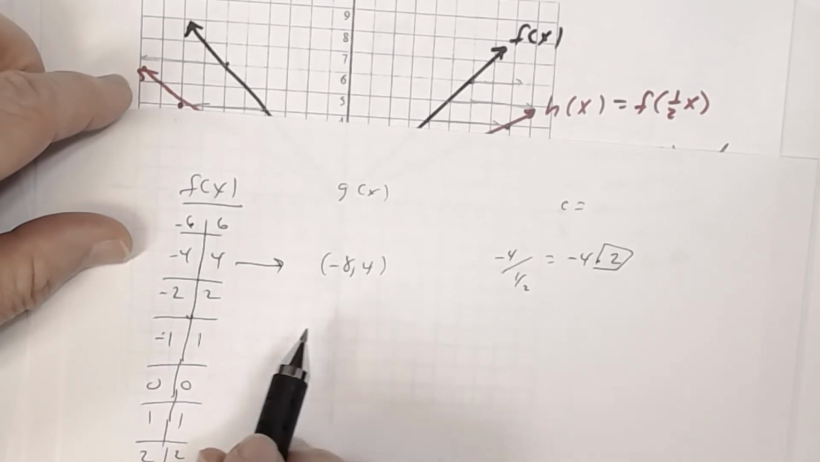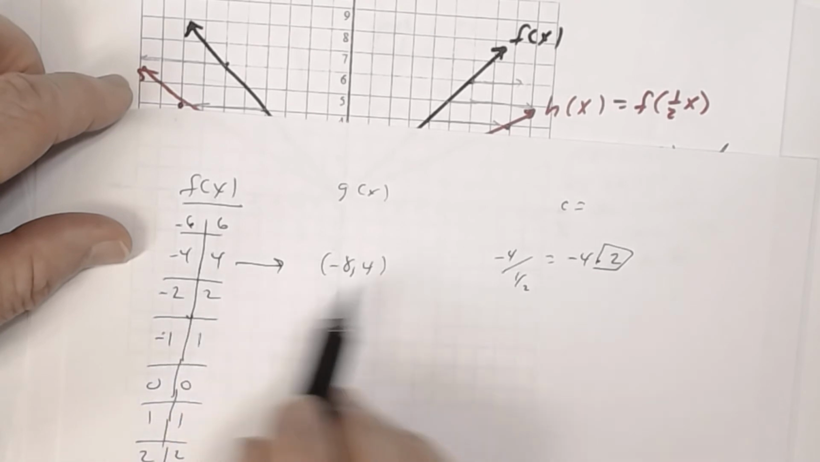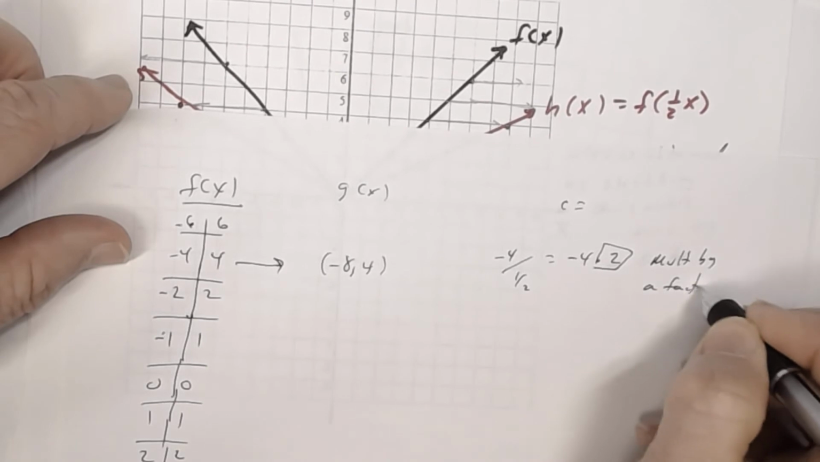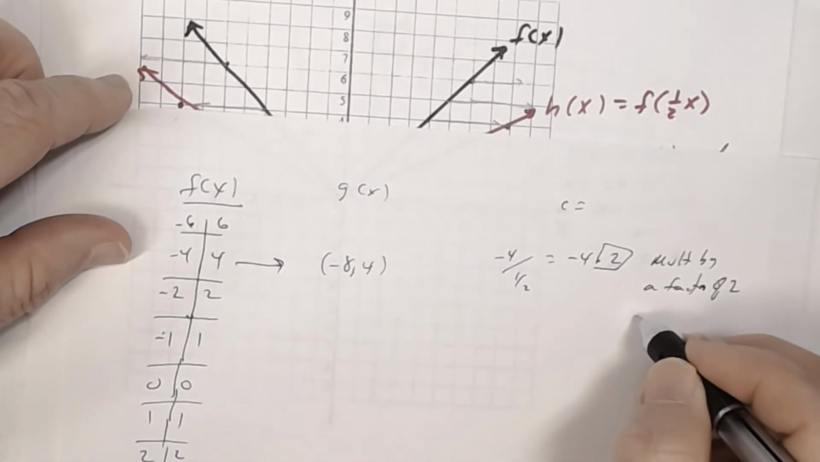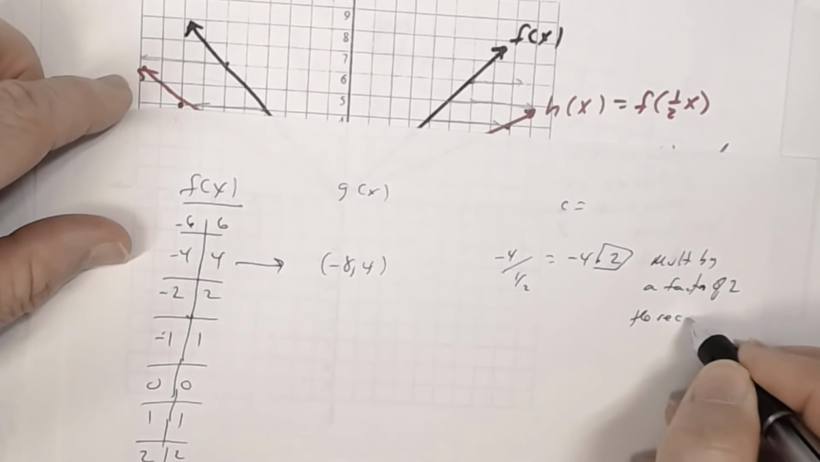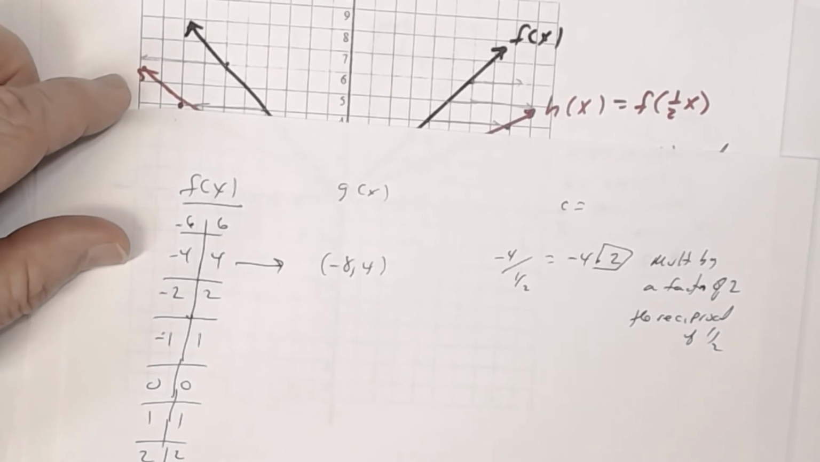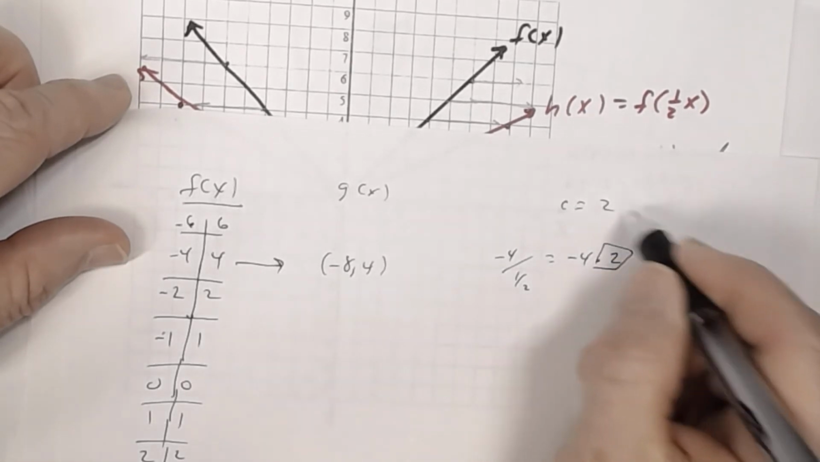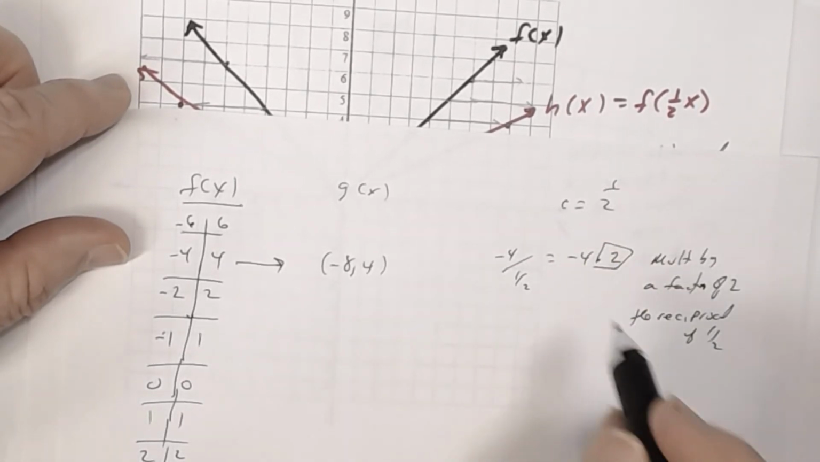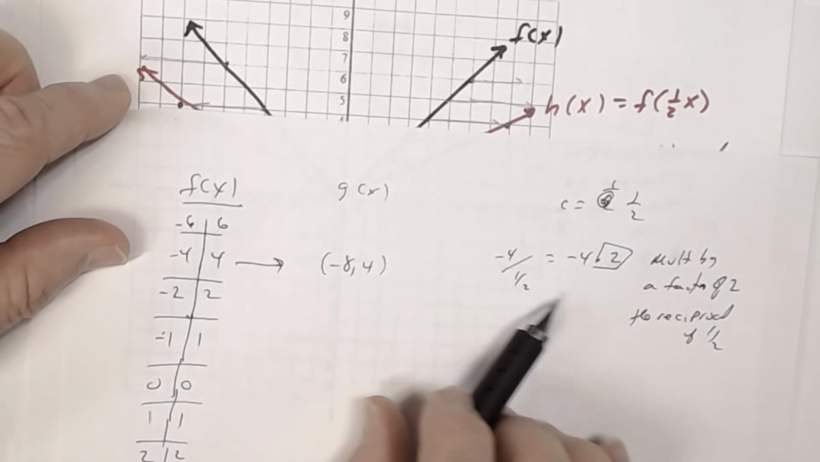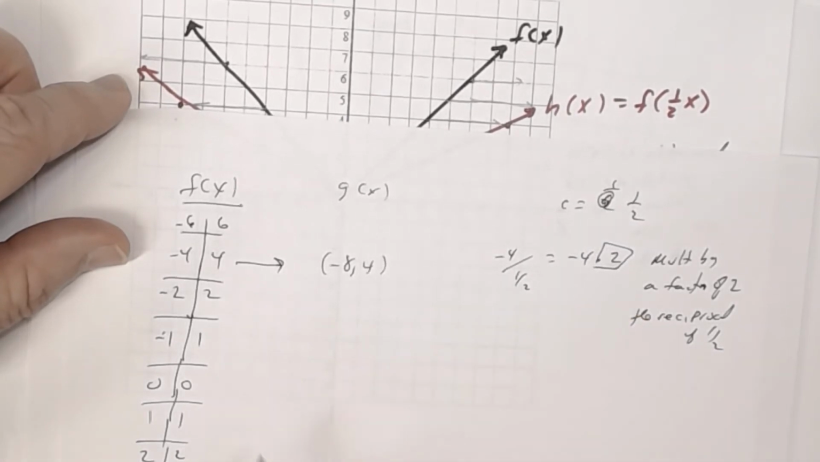So you take the reciprocal, that's your factor. You're multiplying by a factor of 2, which is the reciprocal of 1/2. So that's your factor. Always take the reciprocal of c. So c is 1/2, and the reciprocal of 1/2 is 2. So dividing by half means the same thing as multiplying by 2. All right, so let's look at the next one.